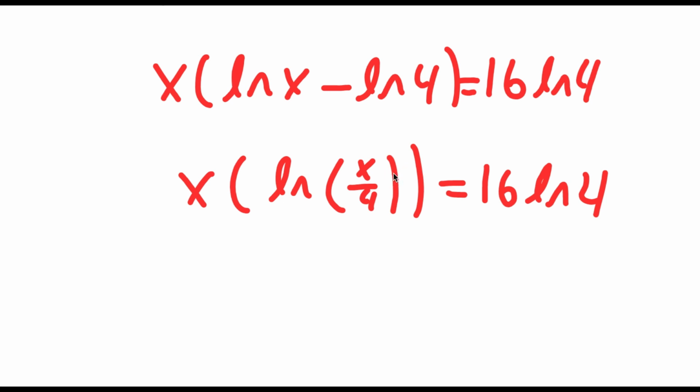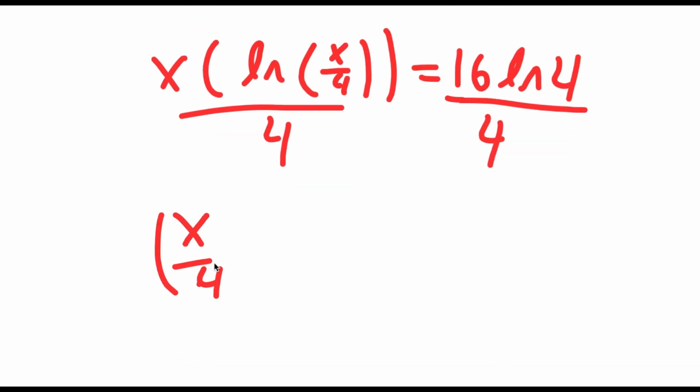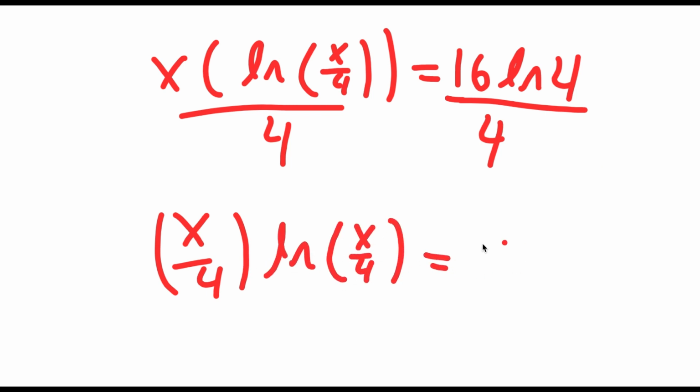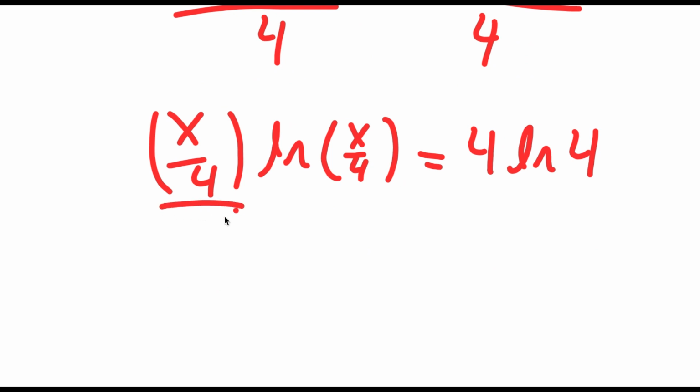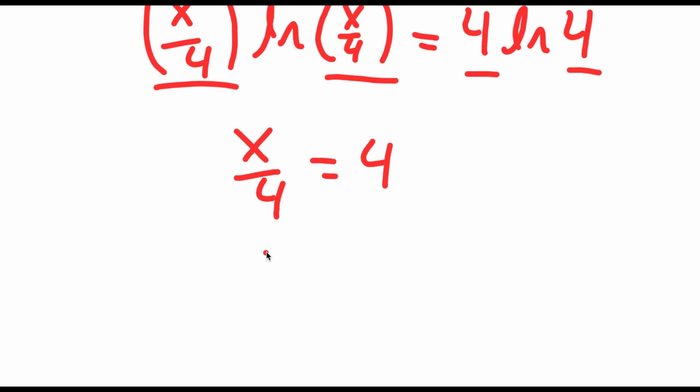And now if I divide both sides by 4, I get x over 4 times ln x over 4 is equal to 4 times ln 4. And notice how I have something in the form something times ln of that same thing is equal to 4 times ln of 4, meaning x over 4 is equal to 4 and x is equal to 16.